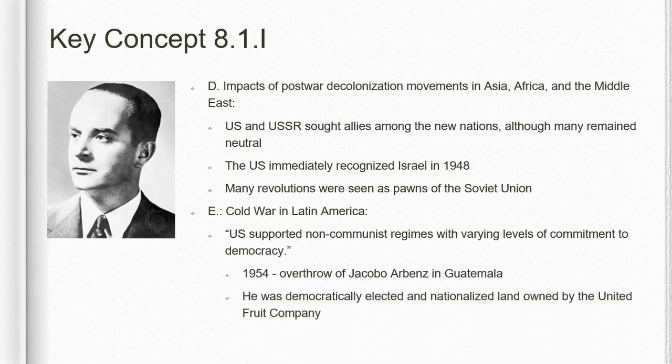He was democratically elected, but he was taking over land that was owned by the United Fruit Company, and this was a United States corporation. You're nationalizing land from a corporation. This sounds like communism. And so the United States says we cannot allow this to stand. And so we helped to orchestrate his ouster, his overthrow, and he was replaced by a military dictator. And that's okay as far as the United States is concerned in the context of the Cold War, because the only thing that matters is not communist.